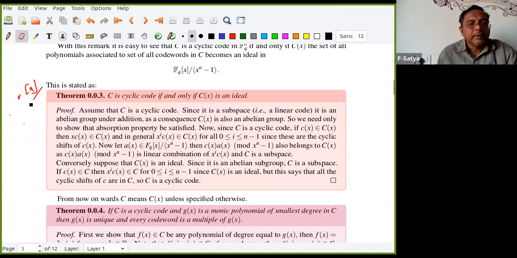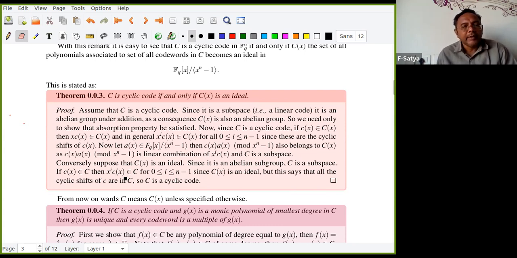Okay. The beauty is that if C is a cyclic code, then we proved that C(x) is an ideal. The converse is easy. Now it is an ideal, so I am going back from polynomials to this side. It is an abelian group again, and C(x) is a subspace. An ideal is clearly a subspace, no problem. But I need to show it is a cyclic code. It is cyclic because x to the power i times c(x) is in C. So that will take care of it.